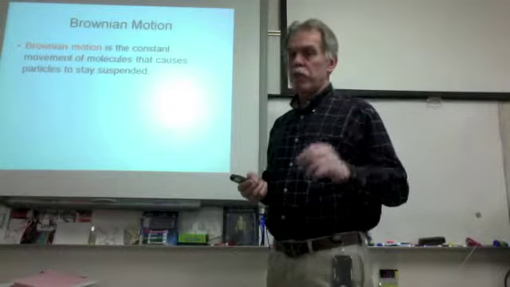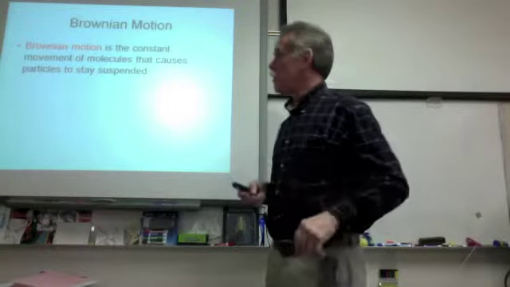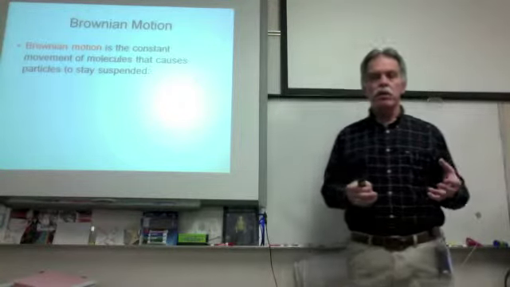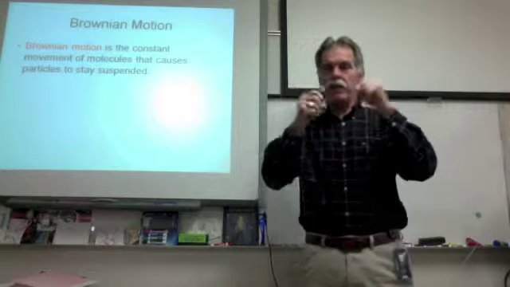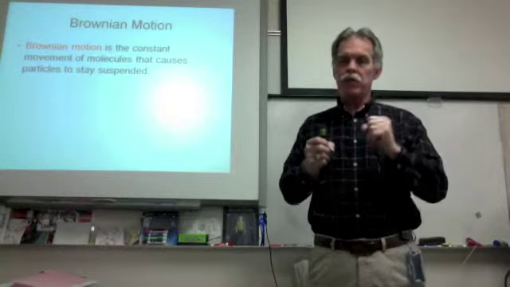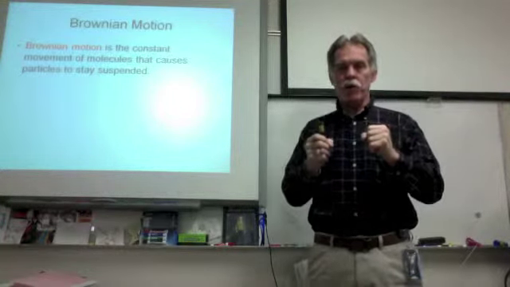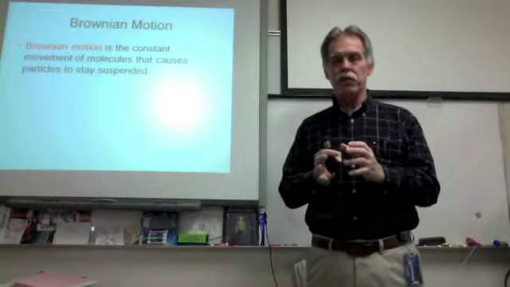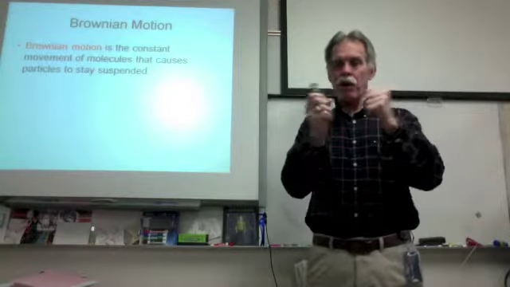Or smaller, I'm sorry. Things that are bigger get trapped, things that are smaller don't. Brownian motion. Brownian movement or Brownian motion is the constant movement of particles, and if it's not at absolute zero, the particles are moving. We haven't taken all the kinetic energy out until we get to absolute zero. If it's above that, the particles are moving.